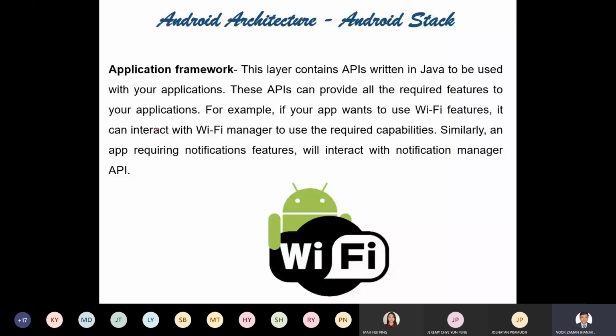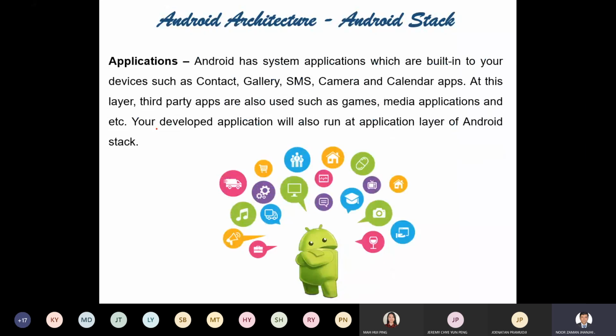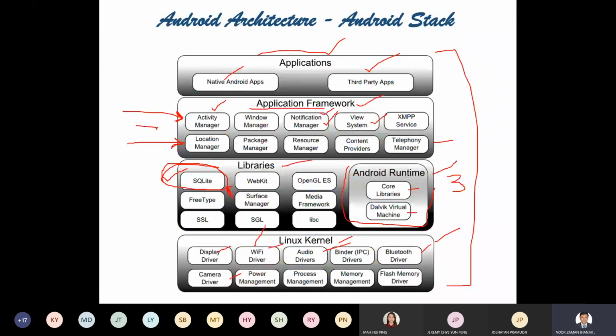Similarly, an app requiring notification features will interact with the notification manager. So that's what we already discussed: if we require activity, location, window management, notification management, Wi-Fi, whatever, it will go to the application framework. And in this, there are many other components as we discussed earlier.